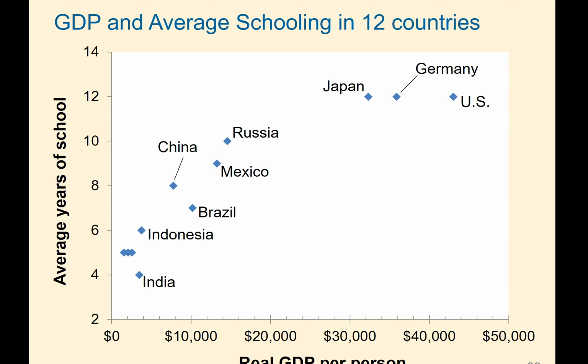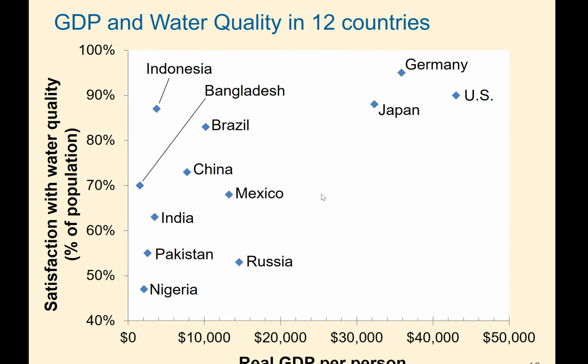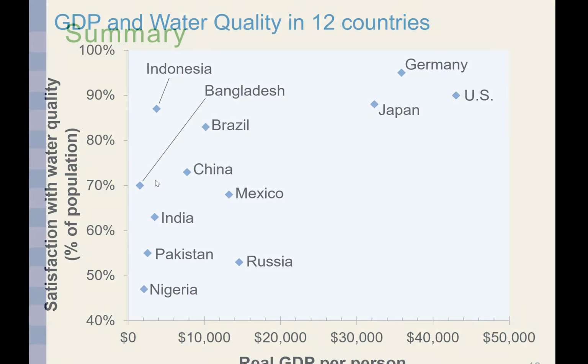This one refers to average schooling. And again, we can see the correlation between GDP and the measures which are important. So education, life expectancy, all of these things have value to people. Water quality, another thing that has tremendous value. And you can see that the higher GDP has much more access to clean water, safe water, a very important thing.